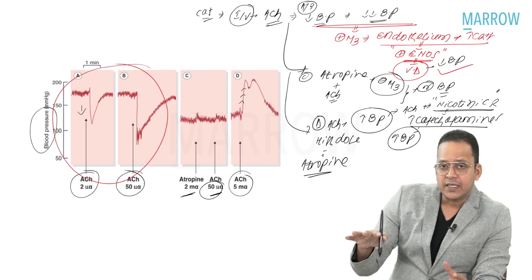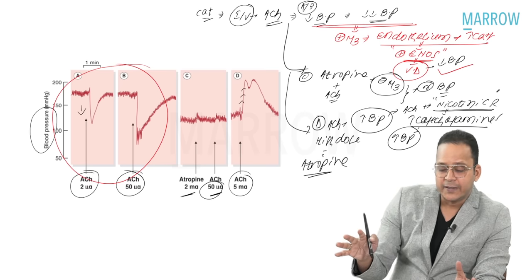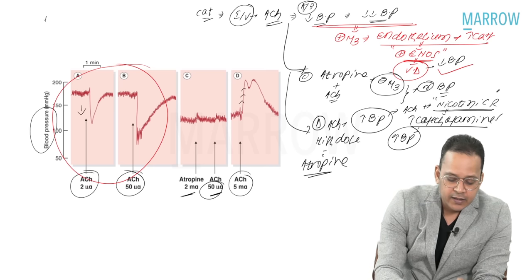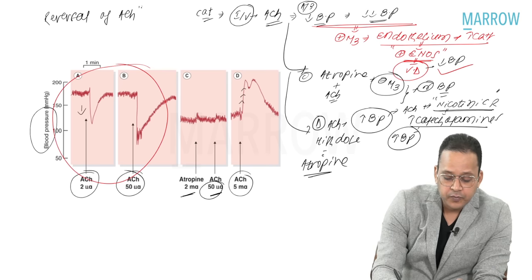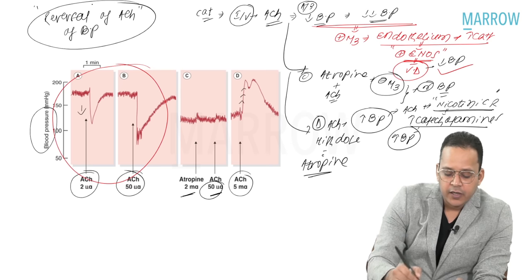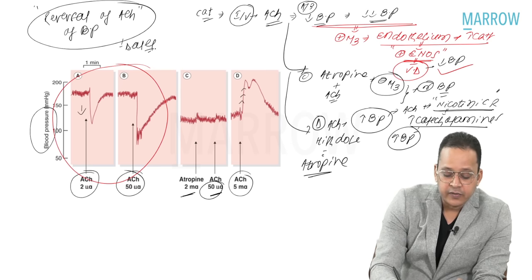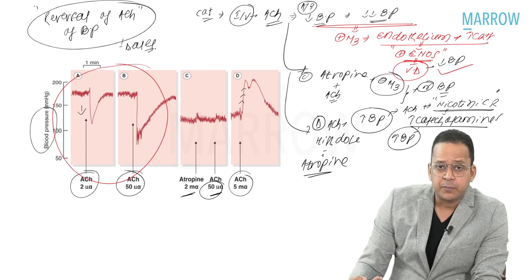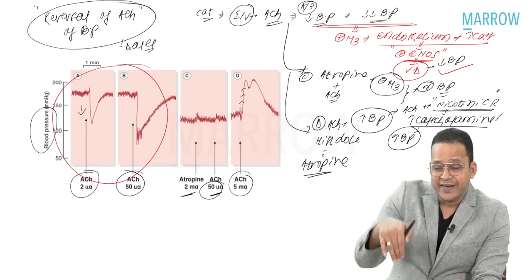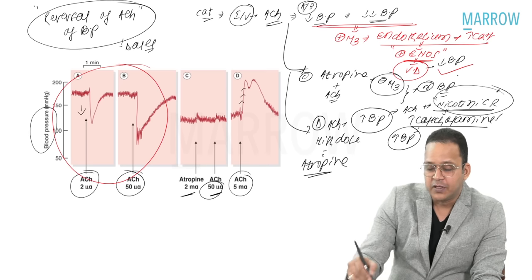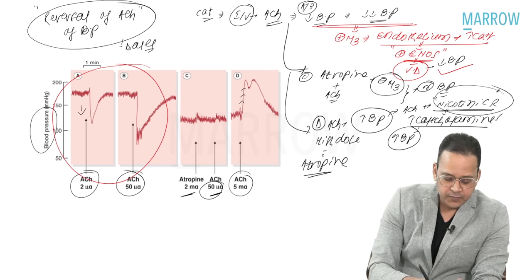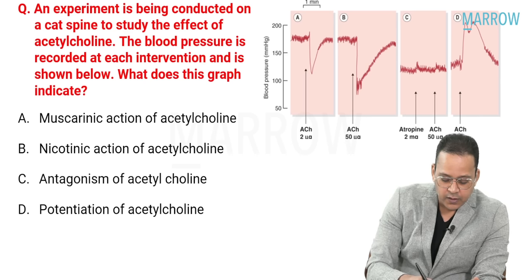So this overall response that is seen is called reversal of acetylcholine, reversal of acetylcholine on blood pressure. And this was given by Dale. Dale's reversal of acetylcholine effect on blood pressure. Reversal means what? There was initially a decrease in blood pressure followed by an increase. And that increase is because of which receptor? Nicotinic receptor.